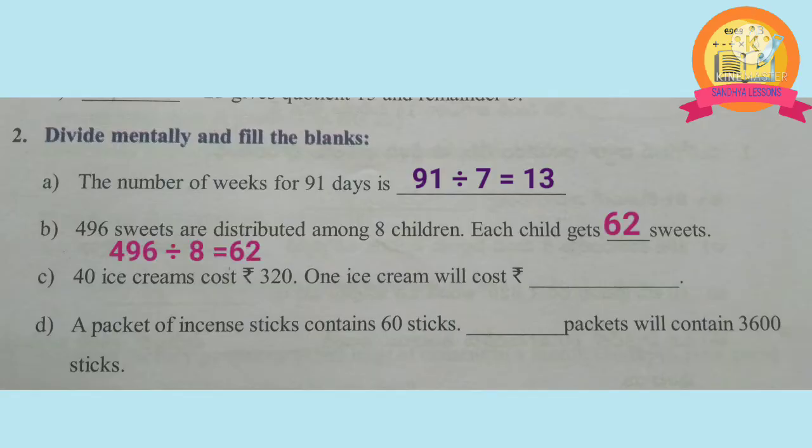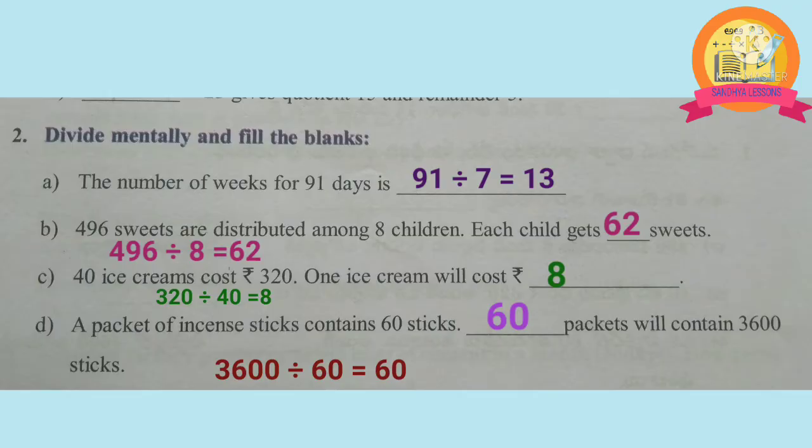Second one, 496 sweets are distributed among 8 children. Each child gets how many sweets? To get the sweets distributed to each child, we shall divide 496 with 8. That is 62.